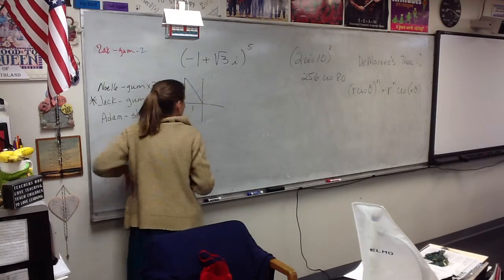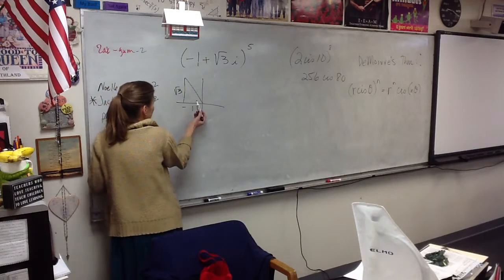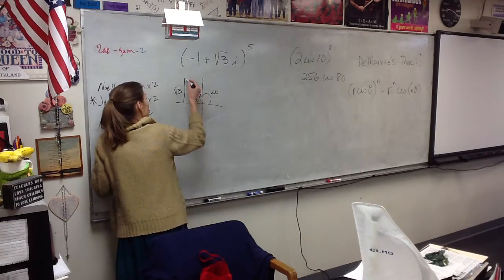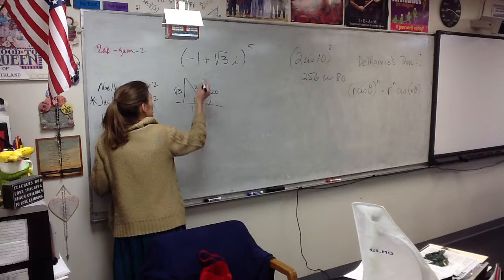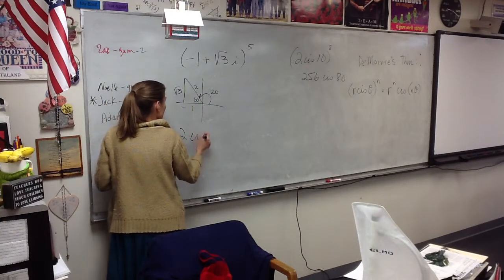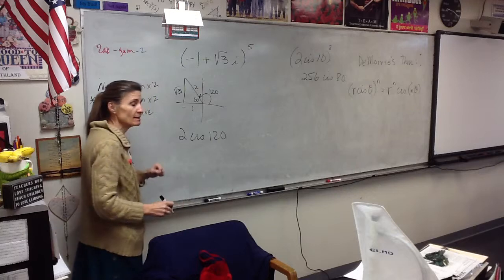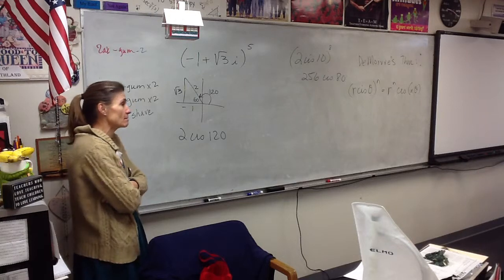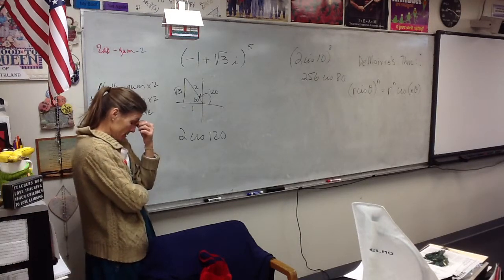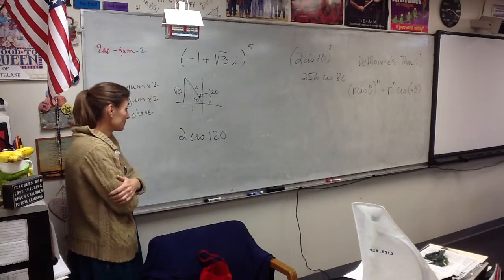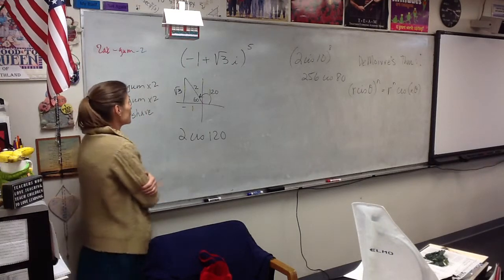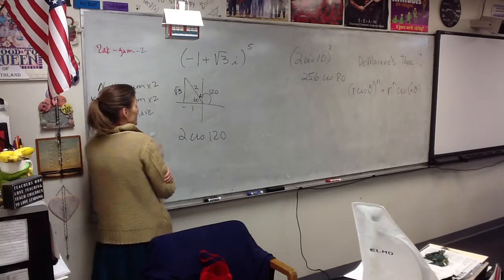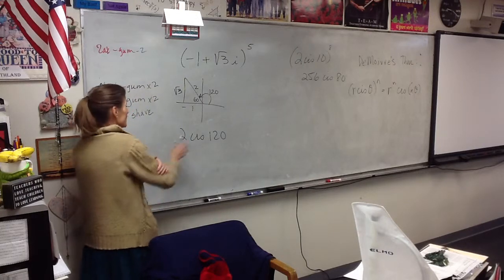I don't even need a calculator for this one. How big is this angle? 60. So that would be 120. How long is my radius? 2. So this number is 2 cis 120. Now I did that kind of fast. Some of us aren't paying much attention and we'll be hurting tomorrow if we have a quiz. So I drew -1, √3. My radius is 2. My angle is 120.